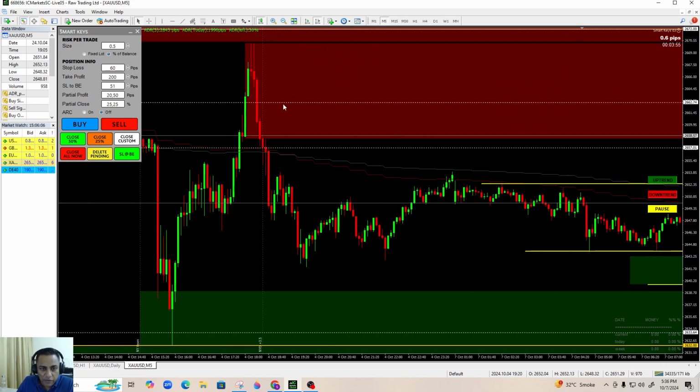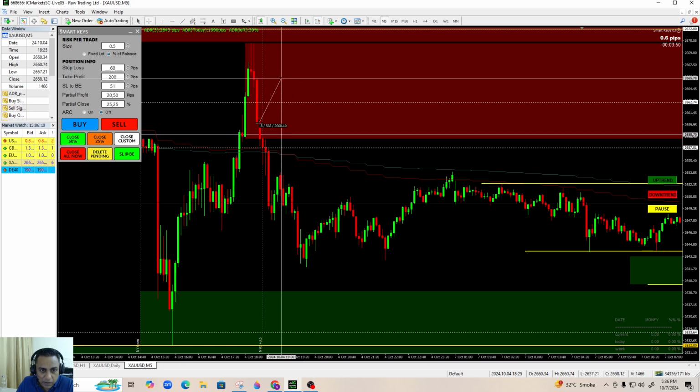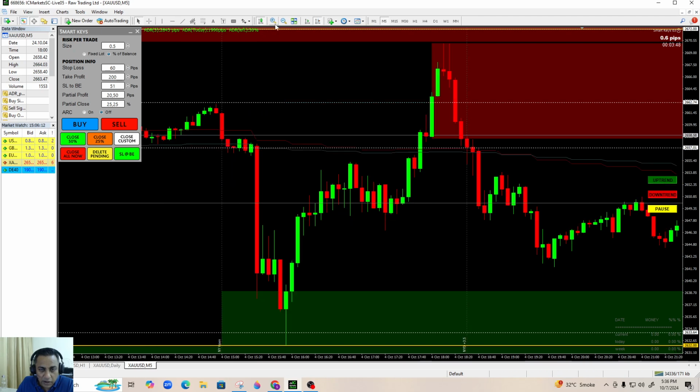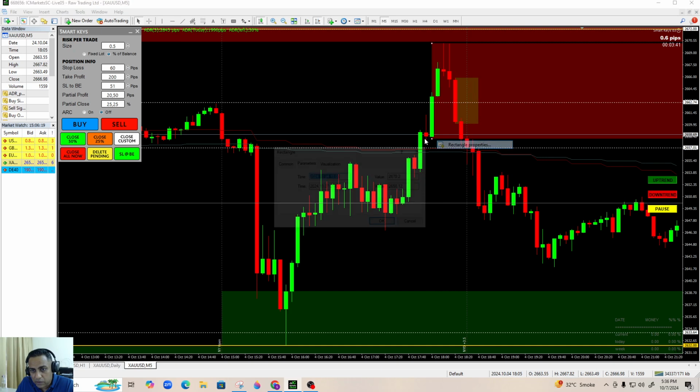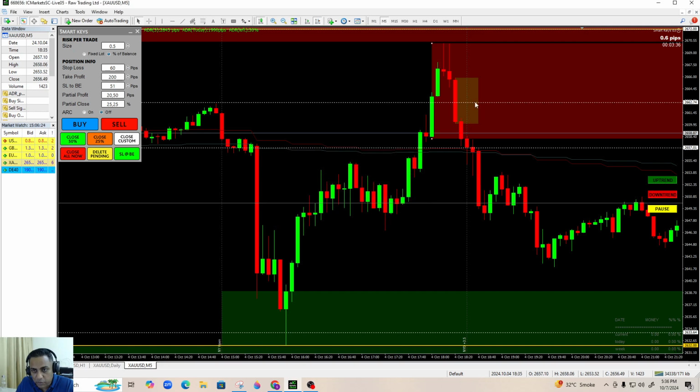Okay, so in the 5-minute time frame, this is the candle. This is the big candle that stands out. Very clear. So we're going to just mark that candle. So this is what I do every day. This is the process.